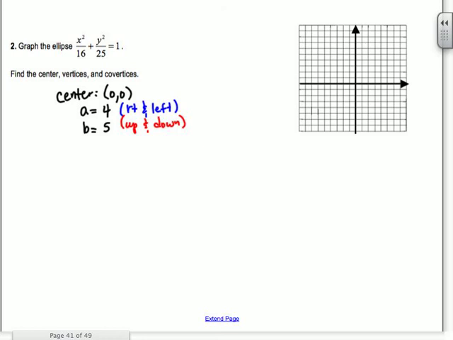So we draw it. So we have the center as 0, 0. I'm going to go right and left 4. I'm going to go up and down 5. There's my ellipse. That last part doesn't look very good, but.